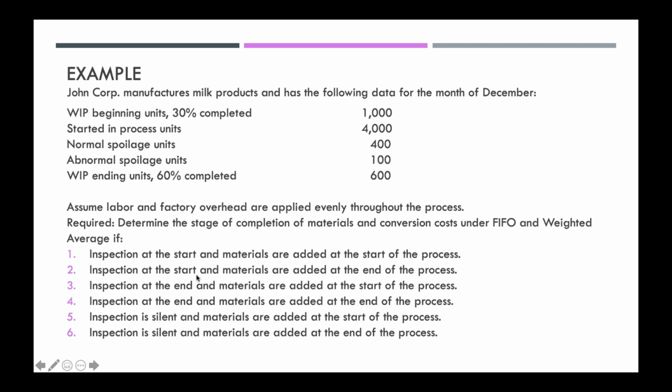Number 2, inspection at the start and materials are added at the end. Number 3 is inspection at the end, materials are added at the start. Number 4, inspection at the end and materials are added at the end. And then number 5 and 6, inspection is silent, but materials are added at the start and at the end.